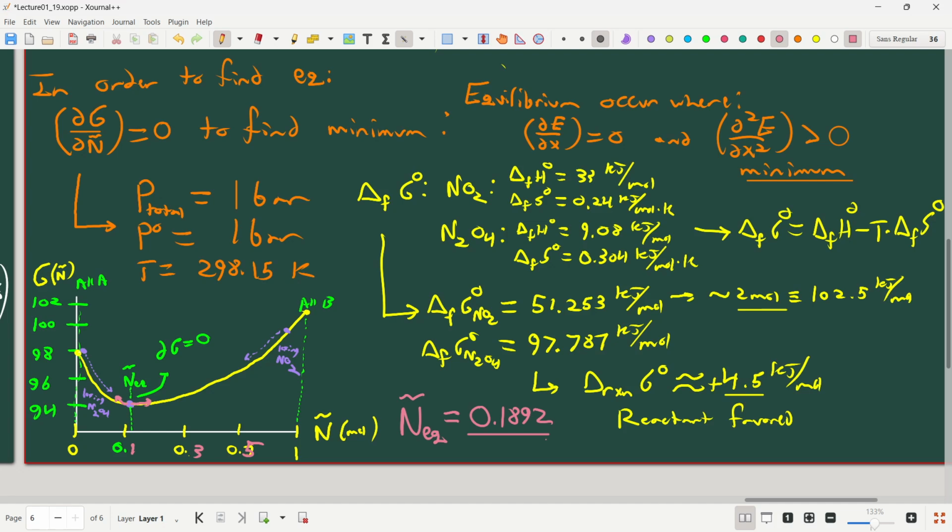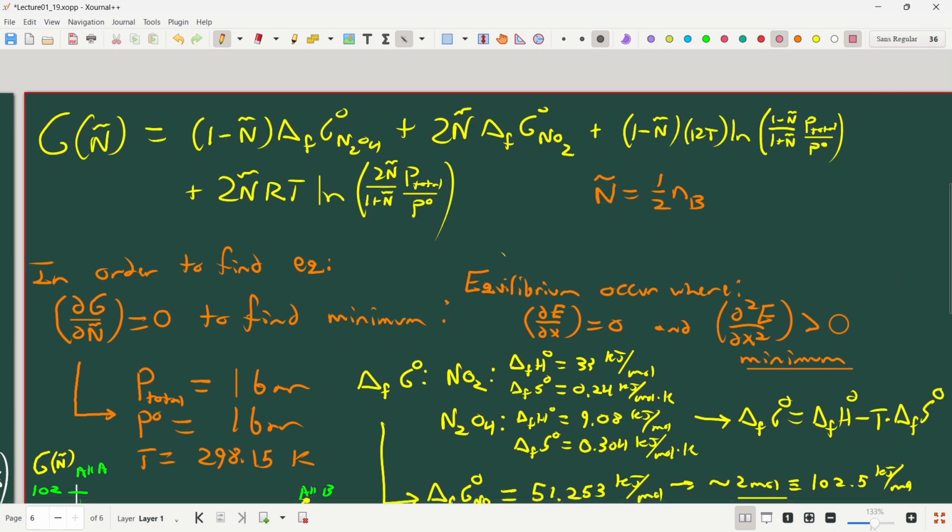Can I ask a question? Yes. Could you show which equation you used to calculate the n, the 0.1? It's literally this equation. I plug in the numbers, take a derivative, and set it equal to 0. Yeah, just solve it for 0.